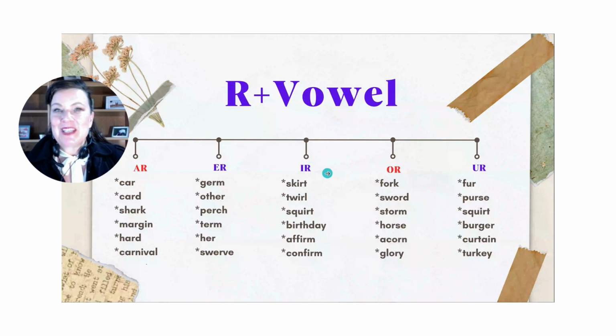This is the same sound we hear for the IR combination. Again, no vowel sound. So when you see this, you'll say skirt, twirl, squirt, birthday, birthday, affirm, and confirm.